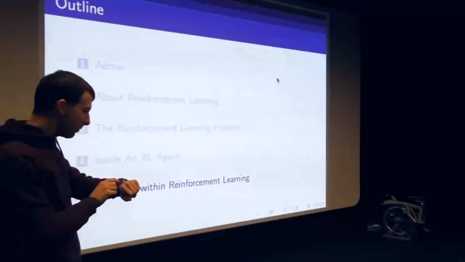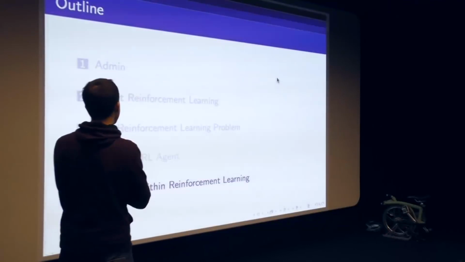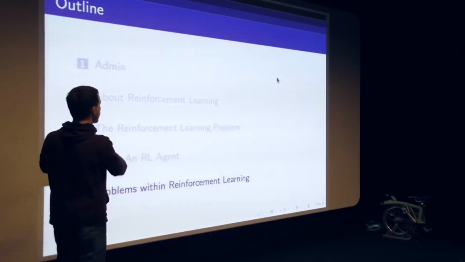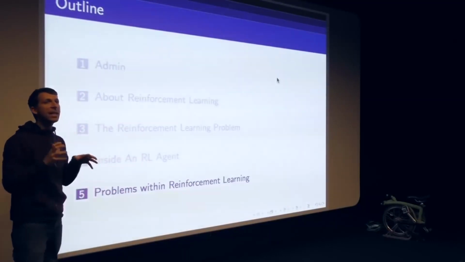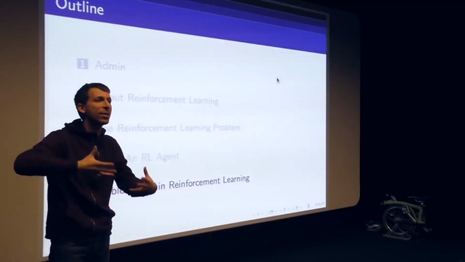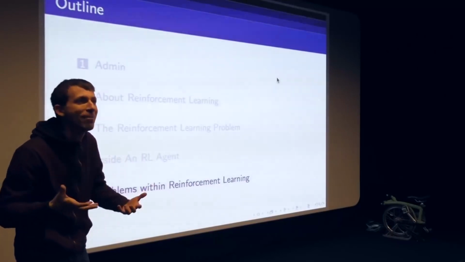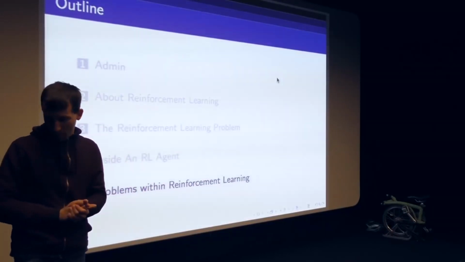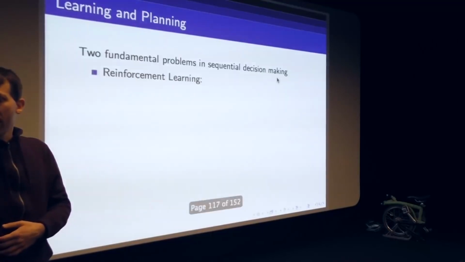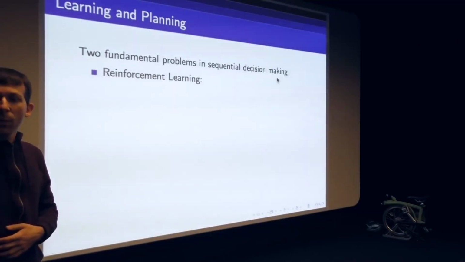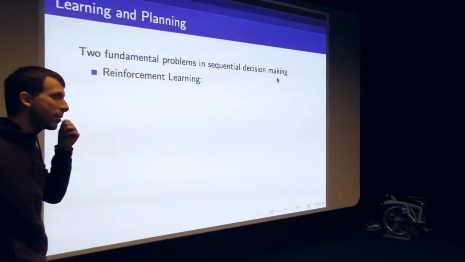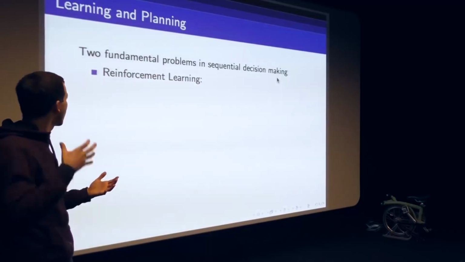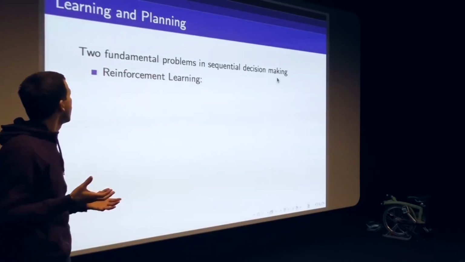Okay. So briefly, for the last 5 or 10 minutes, I just want to talk about some problems within reinforcement learning. We've talked about the reinforcement learning problem overall, but there are some key sub-problems. We're not going to talk about how to solve these, but just to name them, make you aware of their existence and start thinking about them is my goal at this stage. Okay, so let's start with learning and planning. I think this is maybe the most important conceptual distinction to understand.